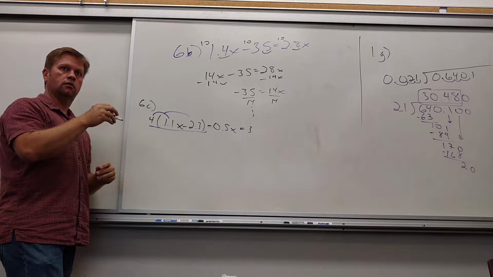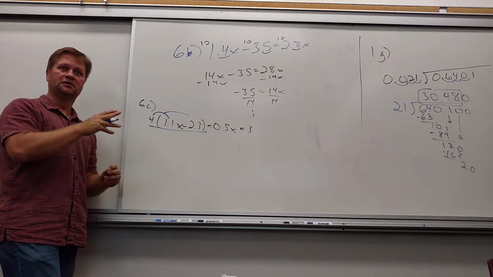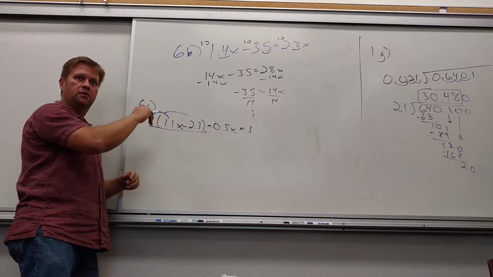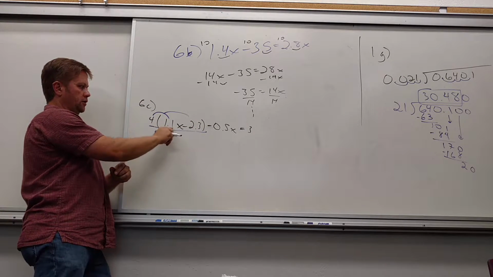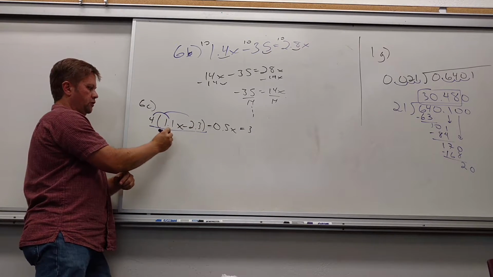0.5 by 10? Not yet. But eventually, because it's a decimal. I want to make it not a decimal anymore, right? So what do you get here? 4.4x.